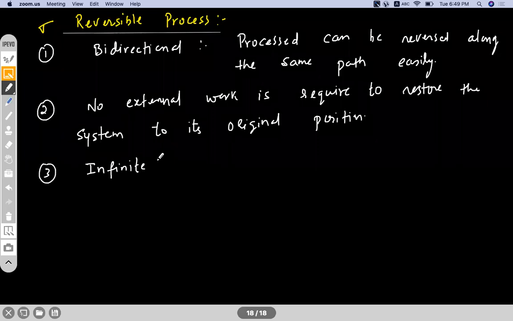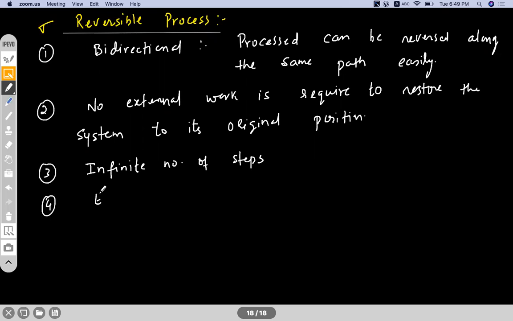We increase the pressure by delta P, a small increase will be there. Like pressure is suppose 5 atmospheres, so it will increase by 0.00001. And then the piston will come down. So like that, we have infinite number of steps. Each step is in equilibrium.